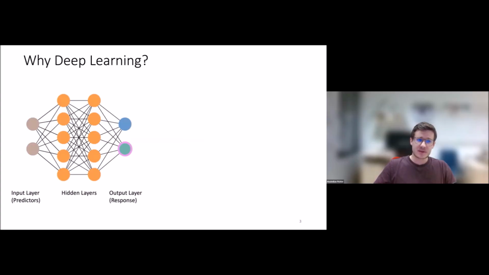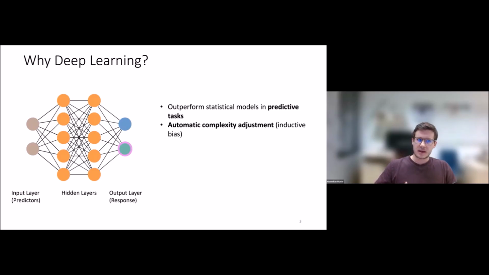And why do we want to use deep learning? So there are several reasons. First of all, usually, or from my personal experience, they outperform statistical models when we want to make predictions. So they excel in predictive tasks. And they achieve that by doing some kind of automatic complexity adjustment. So they have different types of inductive biases that help them to automatically adjust their complexity to the data.